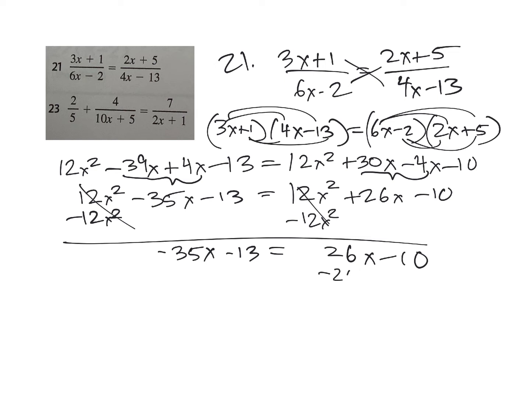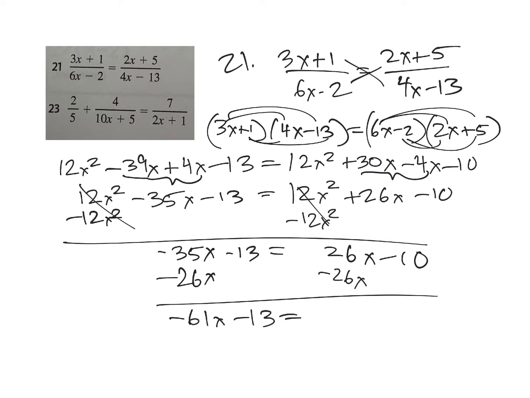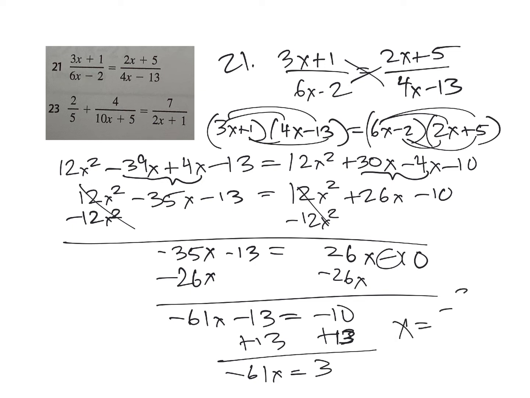So subtract 26x. You could have gone the other way if you wanted to. I just like my x's on the left. That's minus 61x minus 13 equals negative 10. Again, do not drop the subtraction sign. Add 13. Wow, 13. And we get negative 61x equals 3. Divide off the negative 61, so x equals negative 3 over 61. That's the answer. All right, number 23.